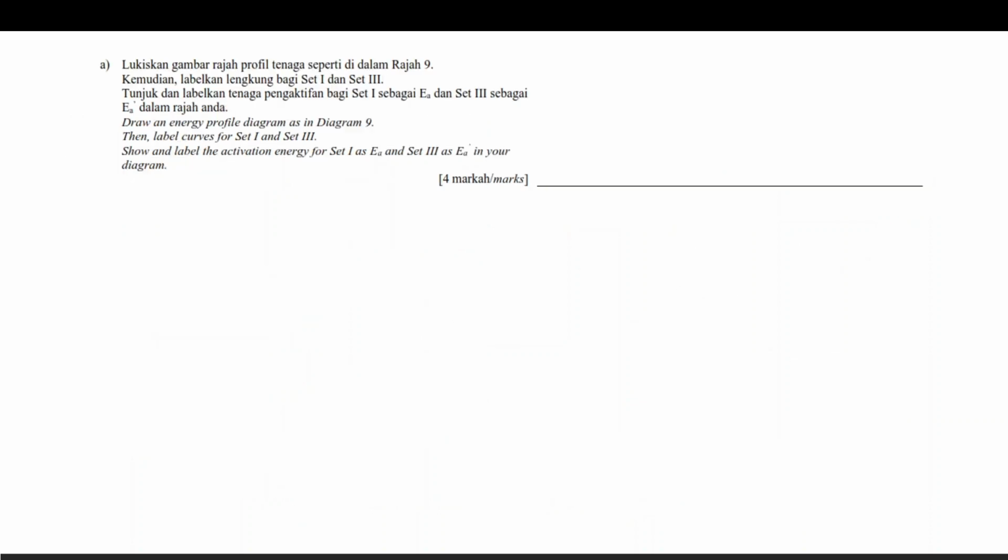Okay, now we look into the question. So draw the energy profile diagrams as in diagram 9. Okay, then label the curves for set 1 and set 3. Just now I showed you already. Now show and label the activation energy. So where is the activation energy for set 1 and set 3? So for set 1 you put EA, then for set 3 you put EA prime in your diagram. So 4 marks.